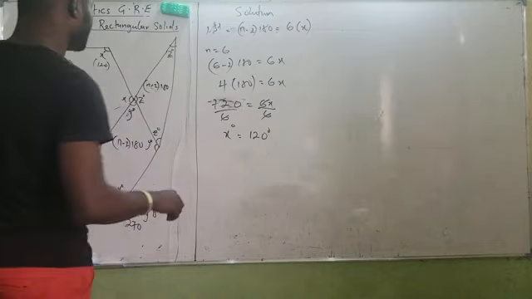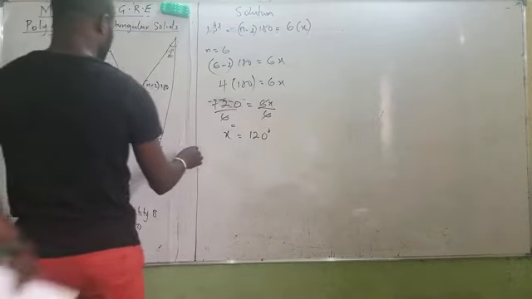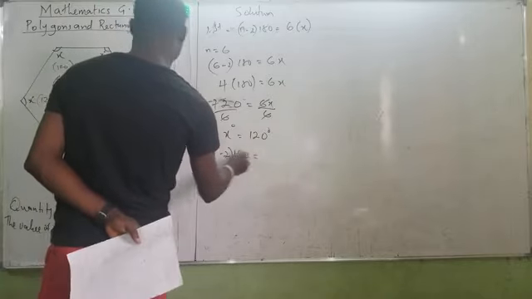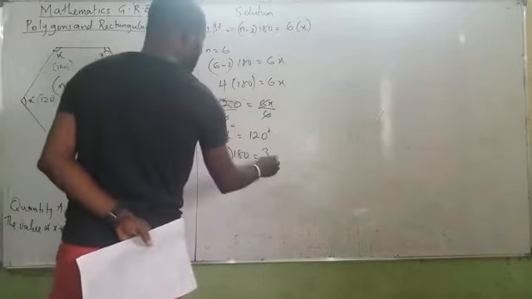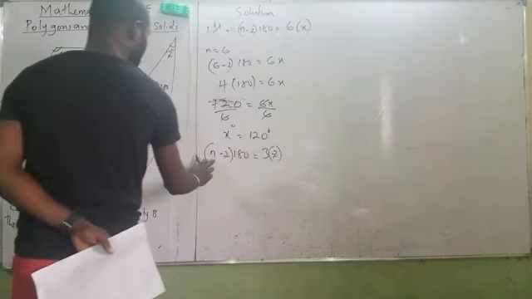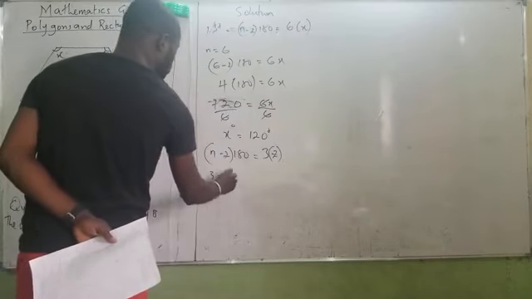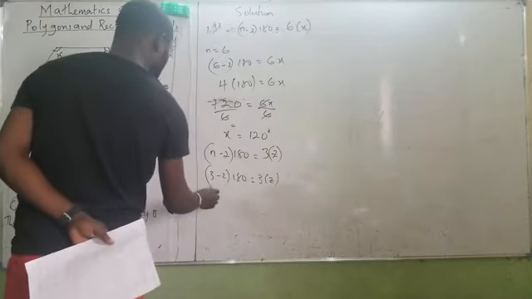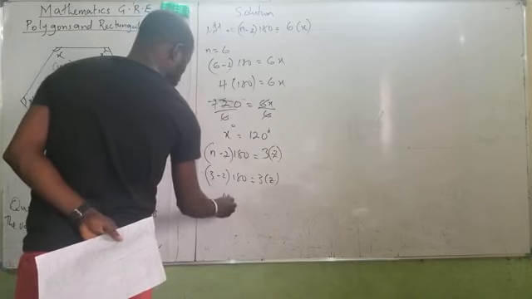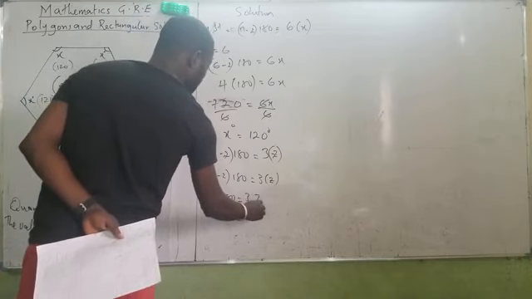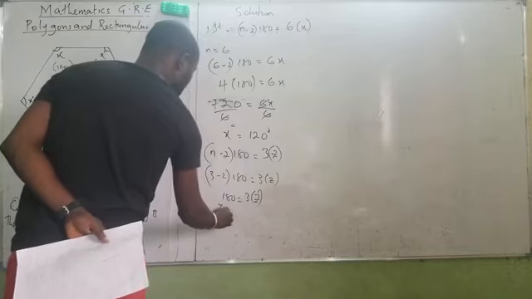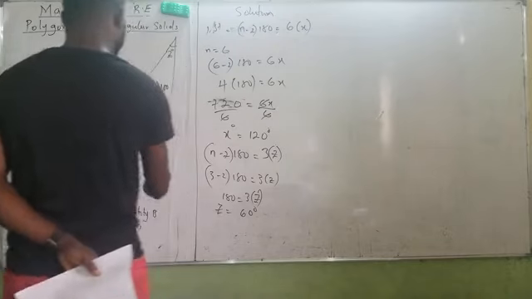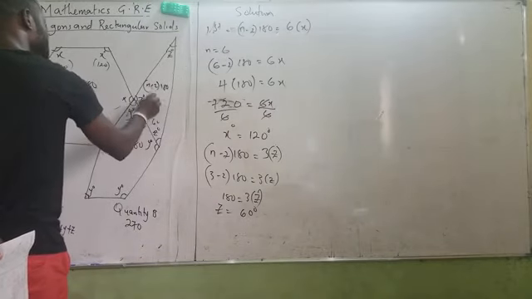Now, how do I get this one also? It means my z will be equal to n minus 2 bracket of 180. I have 1, 2, 3, so I have 3z. So 3 minus 2 bracket of 180 equals 3z, which gives 180 equals 3z. Now, my 1z will be equal to 60 degrees. It means my z equals 60. Everything here is 60, 60, 60.